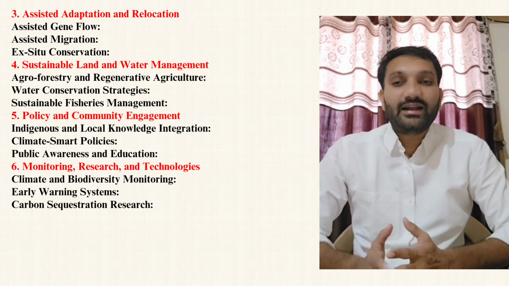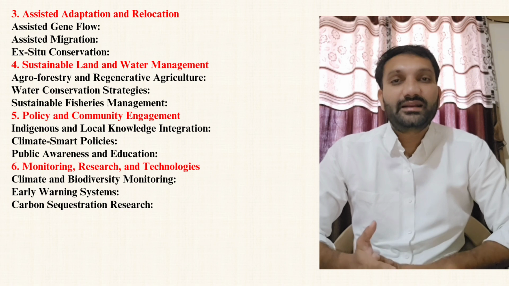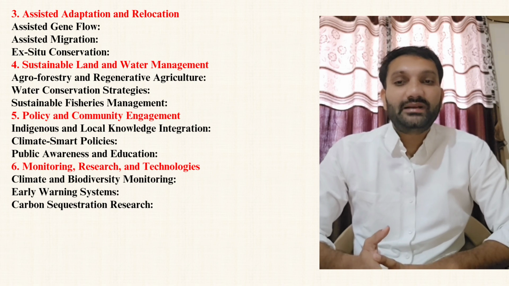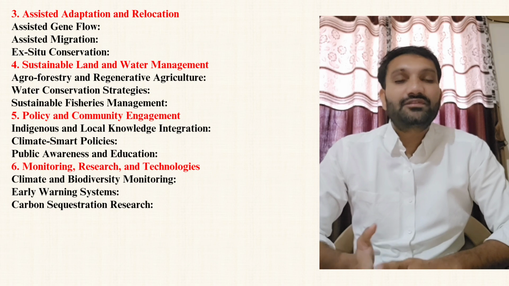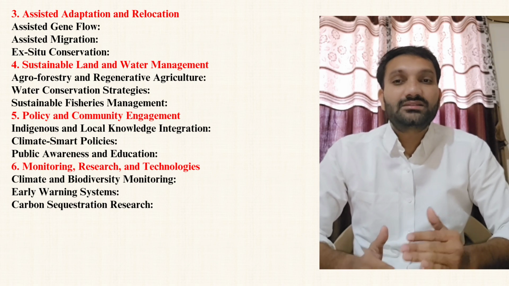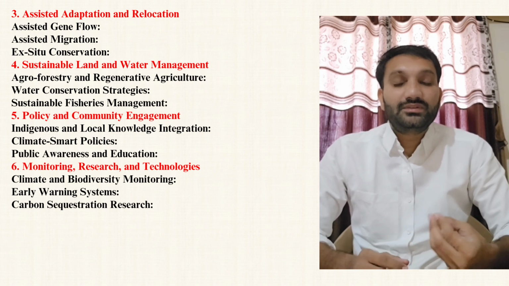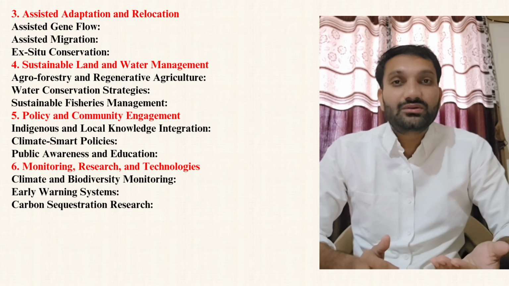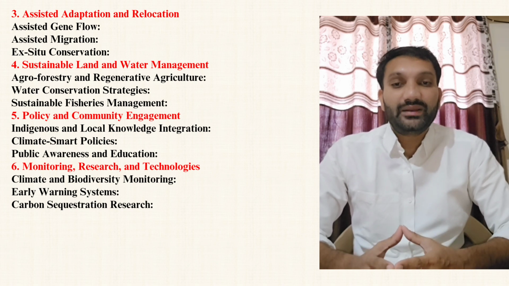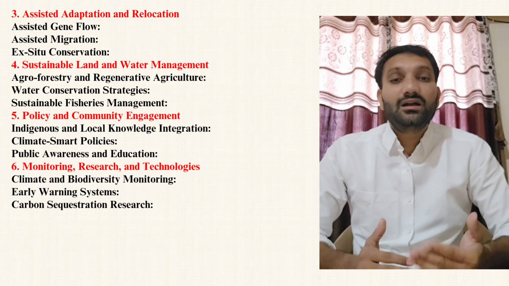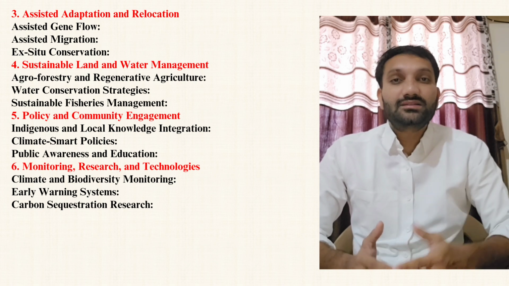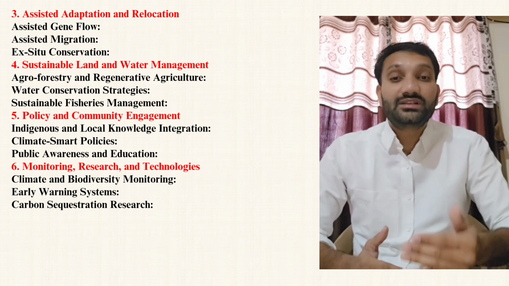So all these factors, such as agroforestry, regenerative agriculture, water conservation strategies, and sustainable fishery management, fall under the category of sustainable land and water management. So what is sustainable? Sustainable is using something in a way that the future generation is able to see or use those resources once again. So in the sustainable way, it is for the future generation. We are conserving some sort of resources for the future generation.